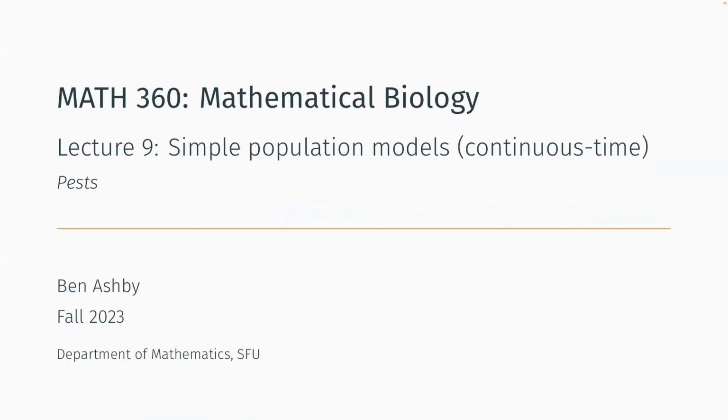And then next week, next Monday is actually a day in lieu, so there's no classes. And then after that, we'll be moving on to species interactions models. So thinking about where we have more than one population, okay?